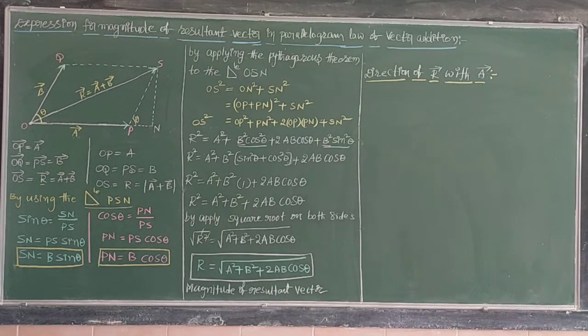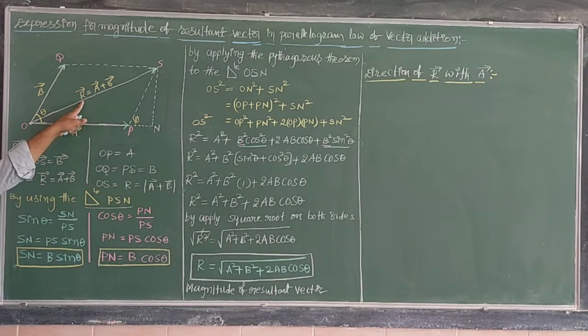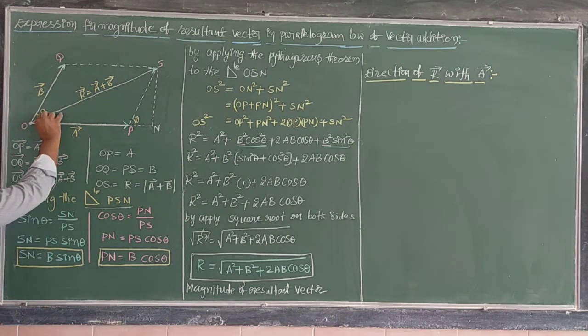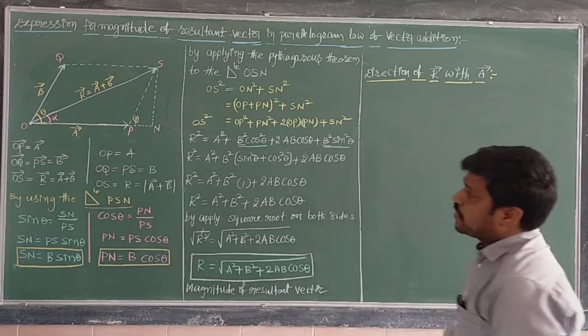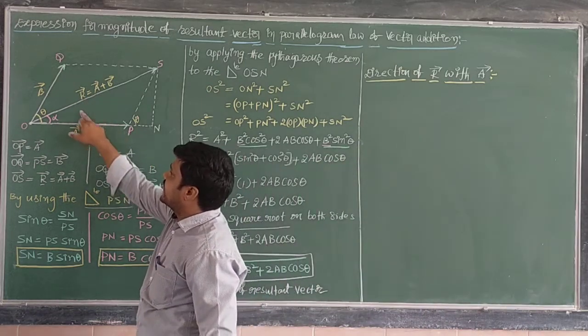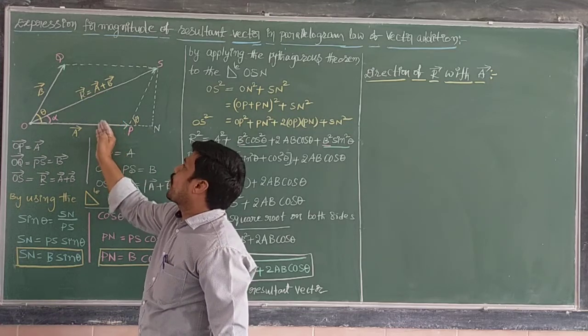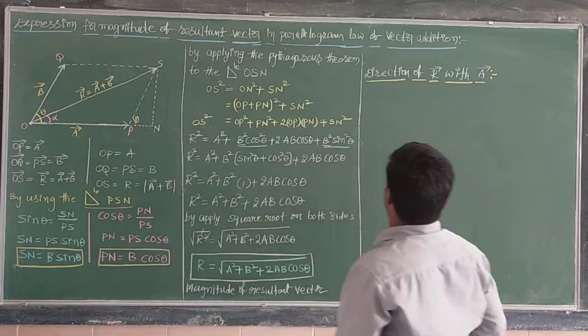Now look here. This is the A bar and this is the R bar. What is the angle between these two? Suppose we take it as alpha. In between A bar and B bar, the angle is theta. In between A bar and R bar, the angle is alpha. Now, to find alpha, that means at what angle, 20 degrees, 30, 40 or 50 degrees from A bar, is this R bar?